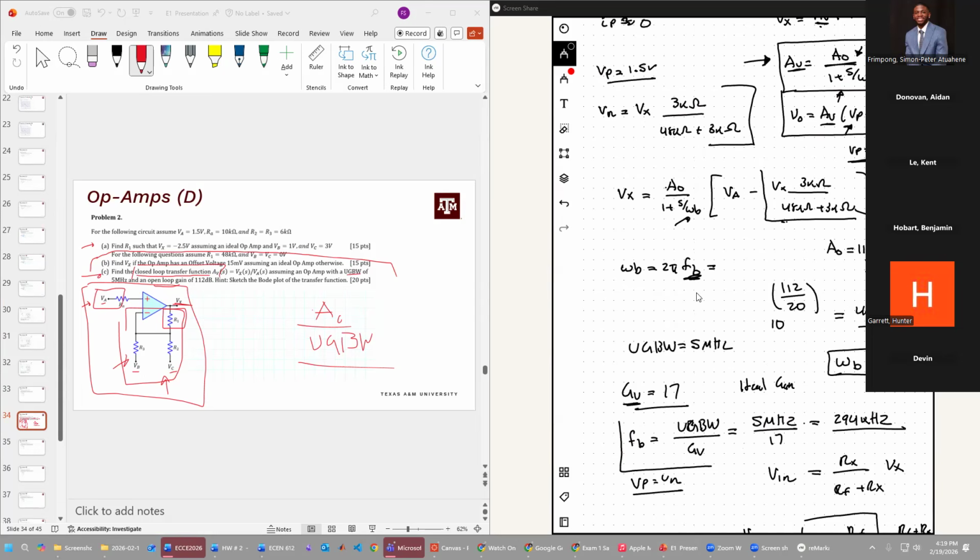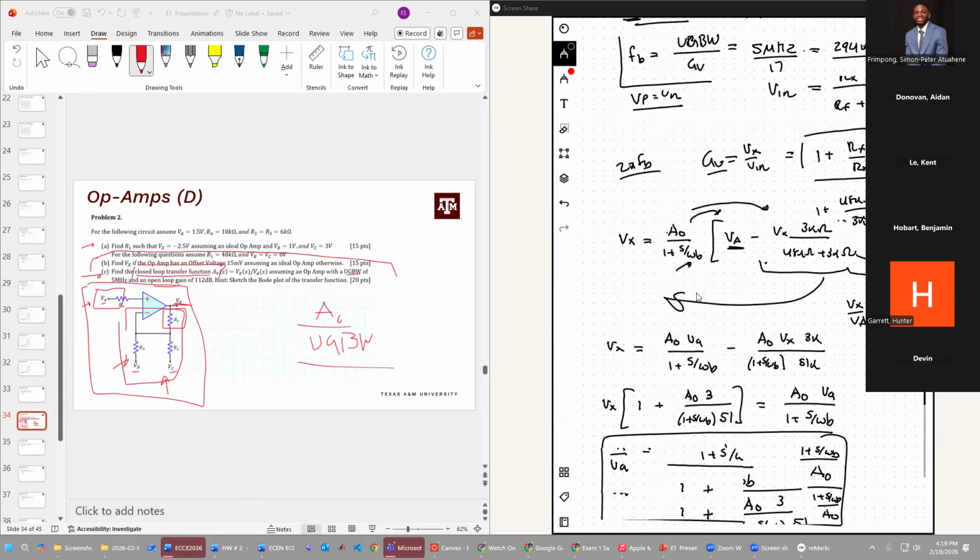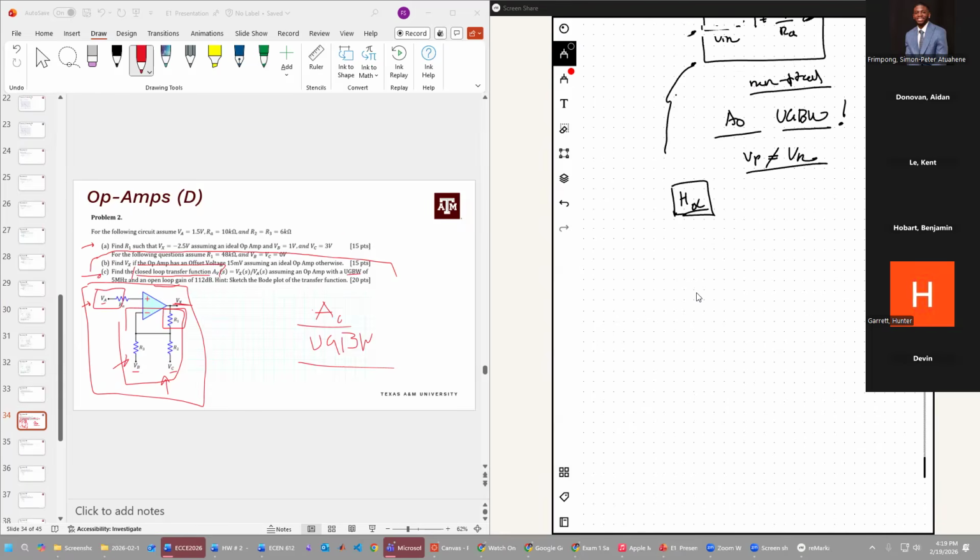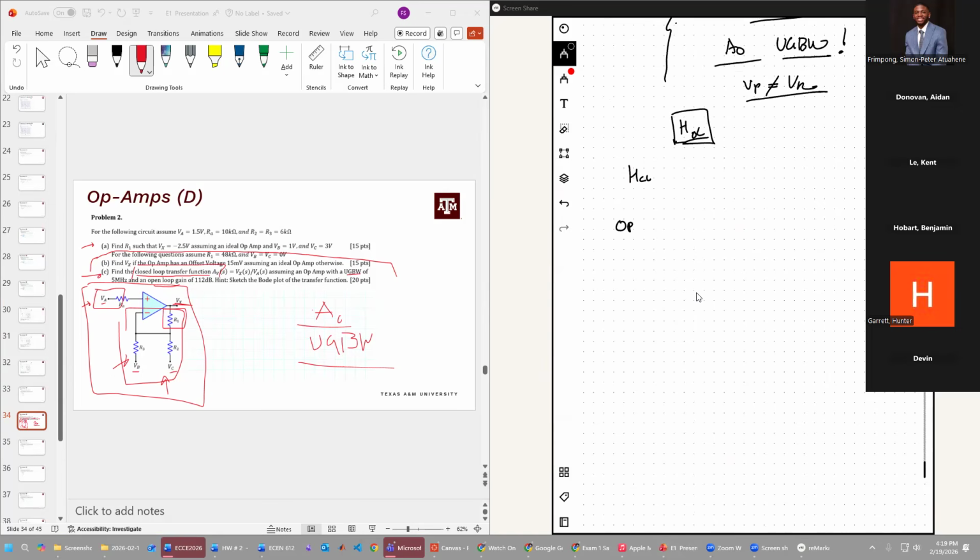Can I talk about closed loop and open loop again? Okay, sure. Okay, so open loop versus closed loop. So the major difference between the open loop and the closed loop characterization of the op amp.